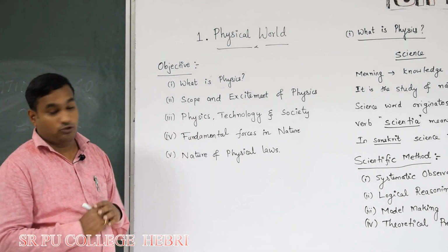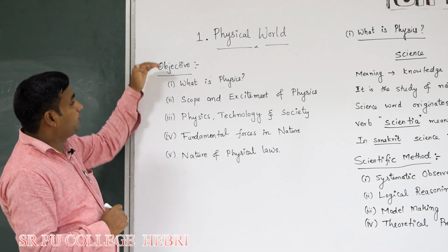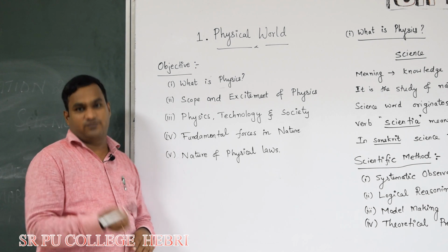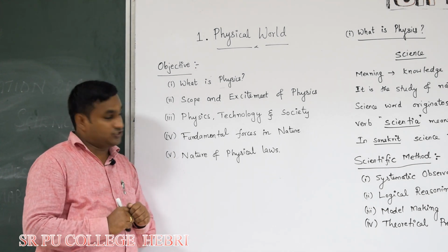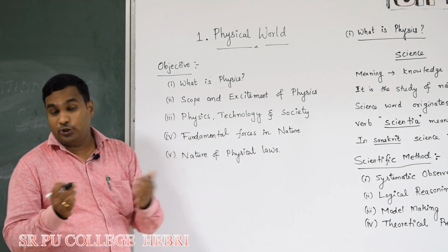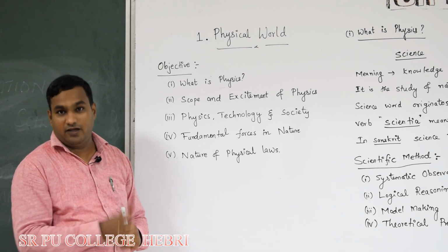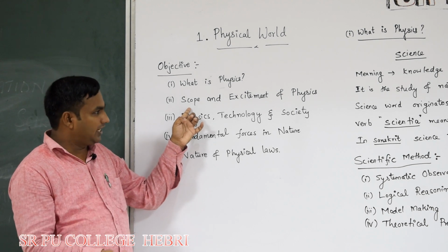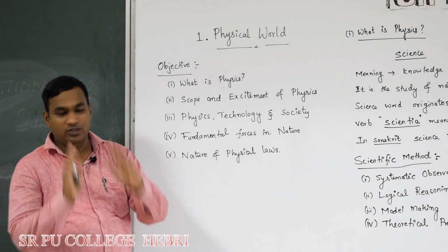And under this topic, we're going to discuss mainly the objective part. The objective part of this topic is, first, what is physics. And the second important objective part of this topic is scope and excitement of physics. You already know that in day-to-day life, we use physics for each and every event and application. That is nothing but the scope of physics in day-to-day life, along with the excitement of physics in day-to-day life, that we're going to learn.